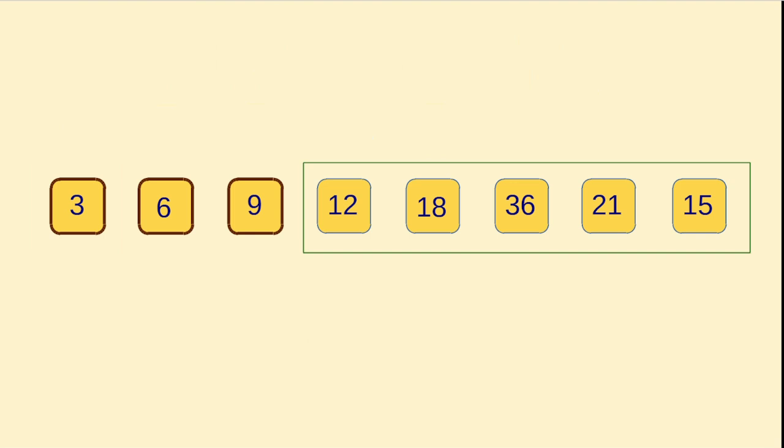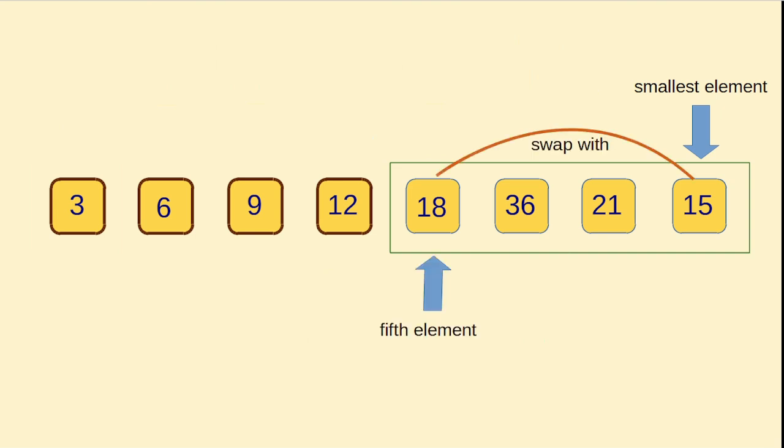Now again we find the smallest element in the green rectangle, which happens to be the first element, or fourth element in the array, and we decide no swapping, and we directly lock this element. And again we follow the process. We find the smallest element in the green rectangle, which is 15. We decide to swap with the first element in the green rectangle, 18.